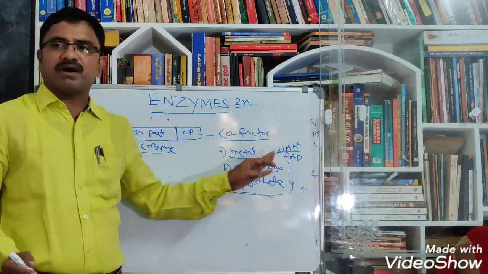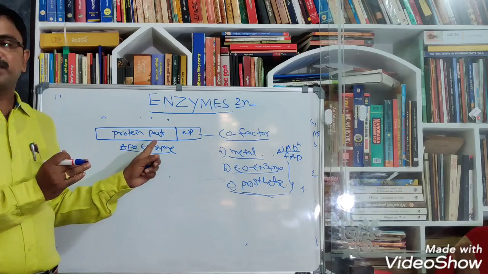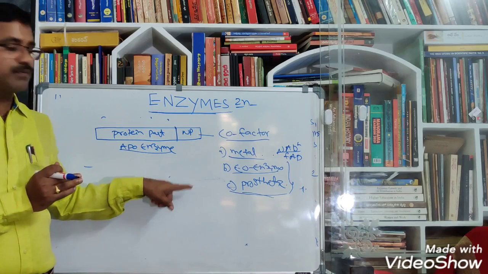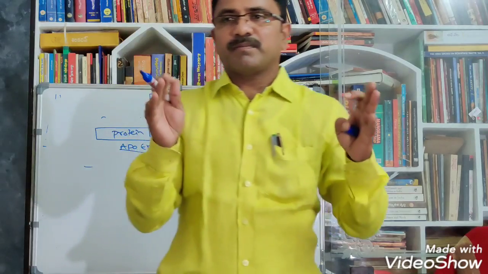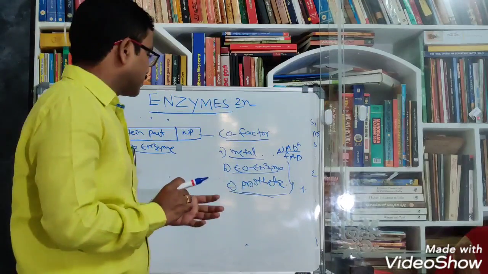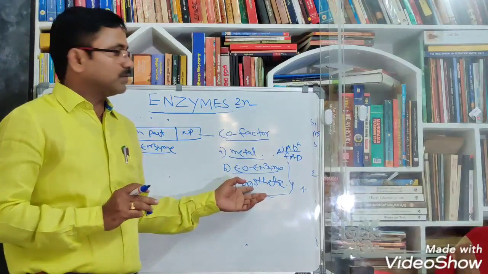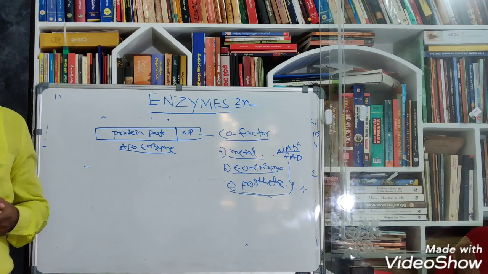Prosthetic groups are organic material that is tightly bonded with the apoenzyme. We have two popular examples: peroxidase and catalase are examples of prosthetic groups. So with this we have successfully completed the structure of enzymes.